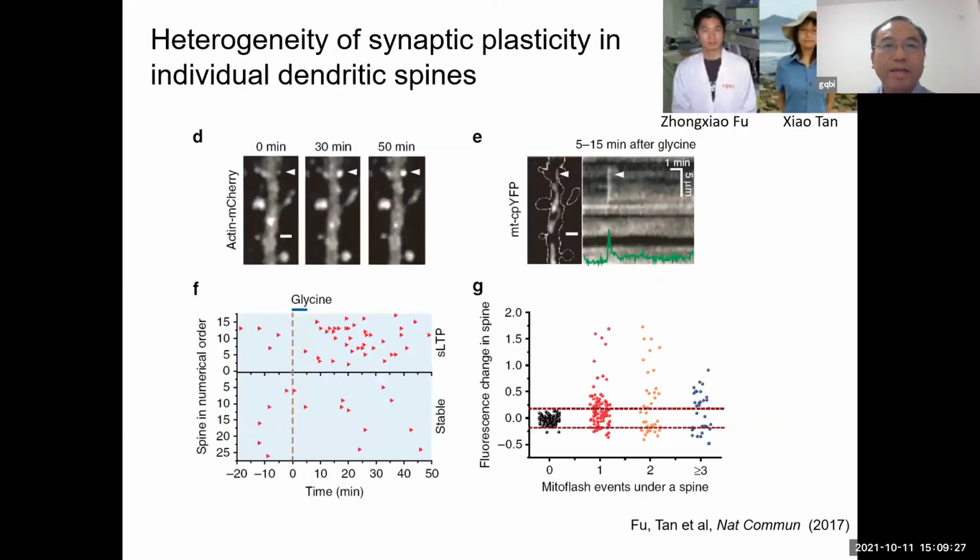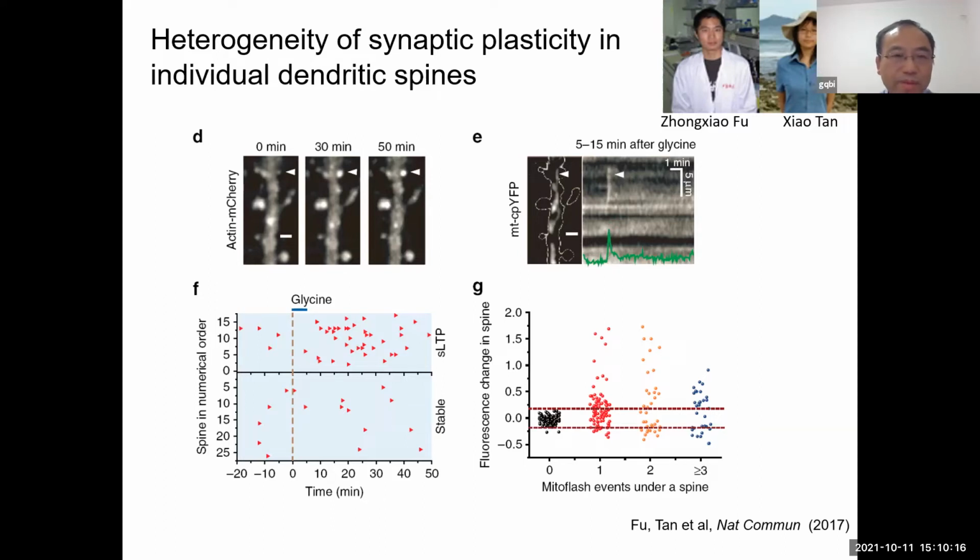Then later, another experiment also showed the heterogeneity of synaptic plasticity. In this case, two students of mine, Zhong Xiaofu and Xiao Tan, did an experiment with optical imaging. The original idea of this experiment was to examine whether mitochondrial activity contributes to synaptic plasticity. They actually found that mitochondrial activity is indeed important for converting the short-term change into long-term change of the synapse.